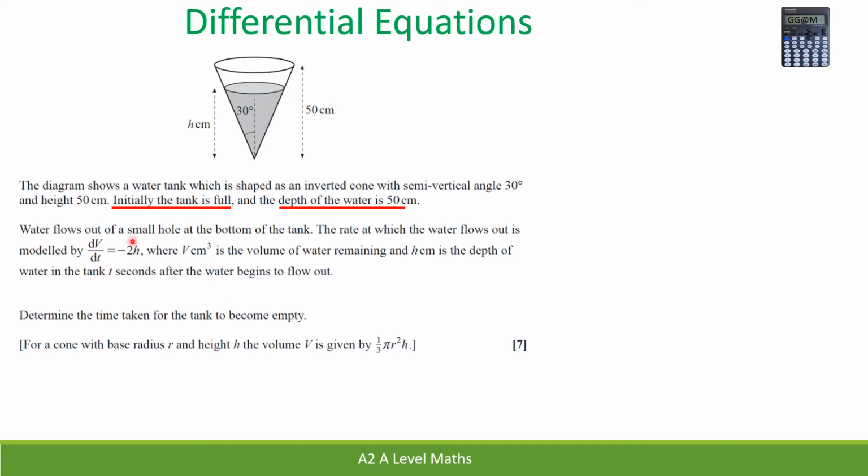We're told that the water flows out a small hole at the bottom, and you're told the rate at which the water flows out is modelled by dV/dt = -2h. Now, it gives you the information here in the question. Sometimes you have to come up with this equation in the exam yourself, but here they've actually told you what it is. This word here, rate, just means this differential equation, and because it is flowing out, it is a negative here because it's flowing out.